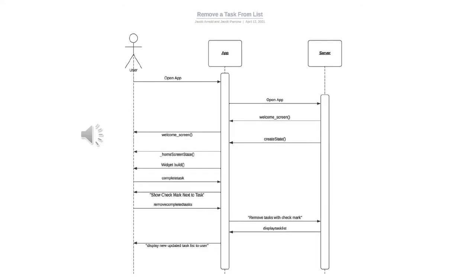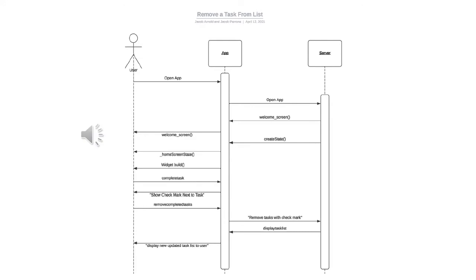And here we have another use case diagram. This is for the example of removing a single task from the user-created task list. This, of course, would have the user follow the same process as the initial use case diagram as far as getting into the application, going through the welcome screen, then showing them their home screen state, which is where their task list would be displayed.